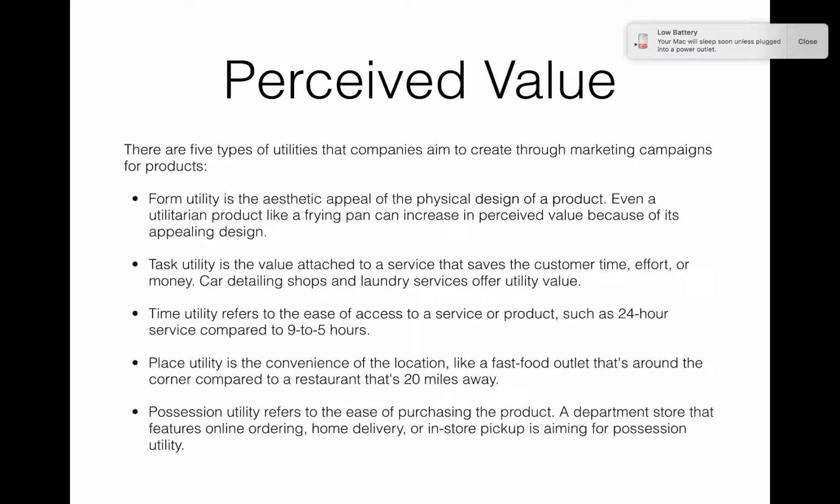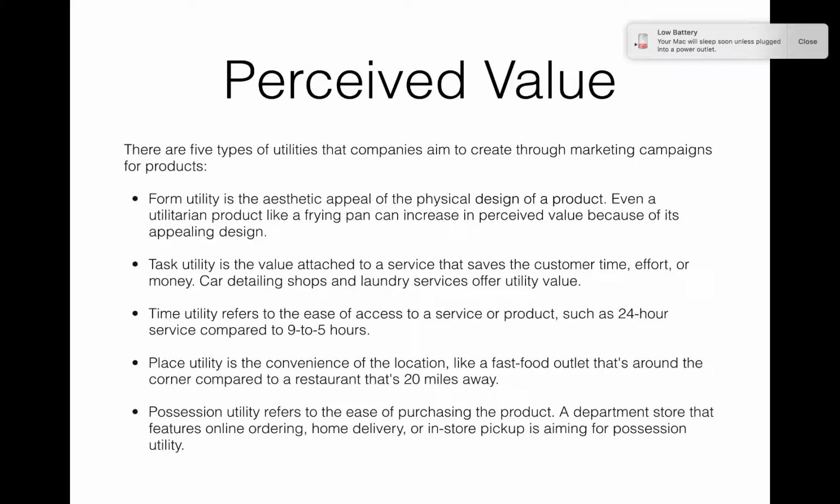You also have your task utility, is the value attached to a service that saves the customer time or effort or money. So you've got your car detailing. You've got maid service, laundry service. So these services are allowing for it to take you less time, right? You don't have to put the time and effort in. Somebody else will do it for you. These are also machines like washing machines. This is task utility. You don't have to do it, right? The washing machine is going to do it for you. You just throw it in there.